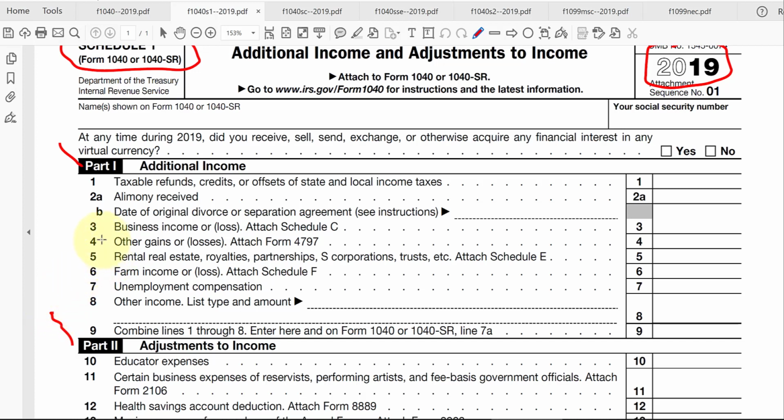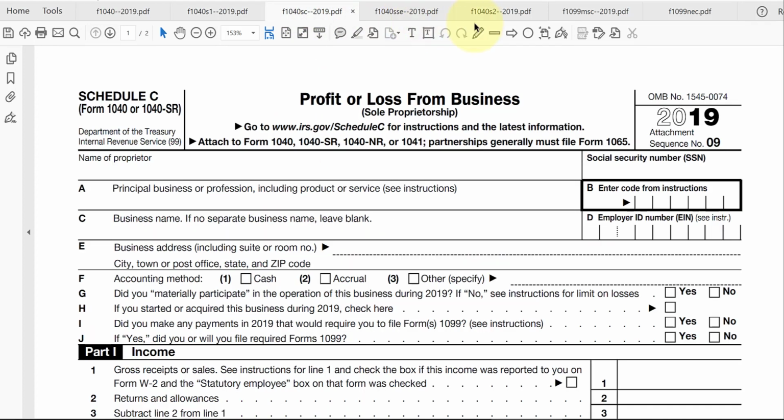The specific line we want to work with is this line 3, business income, or even a possible loss we get to subtract out. And to calculate that business income or loss, we need to do that on a Schedule C. So let's look at Schedule C, that eventually is going to be attached to our 1040 form. And here's our correct tax year.